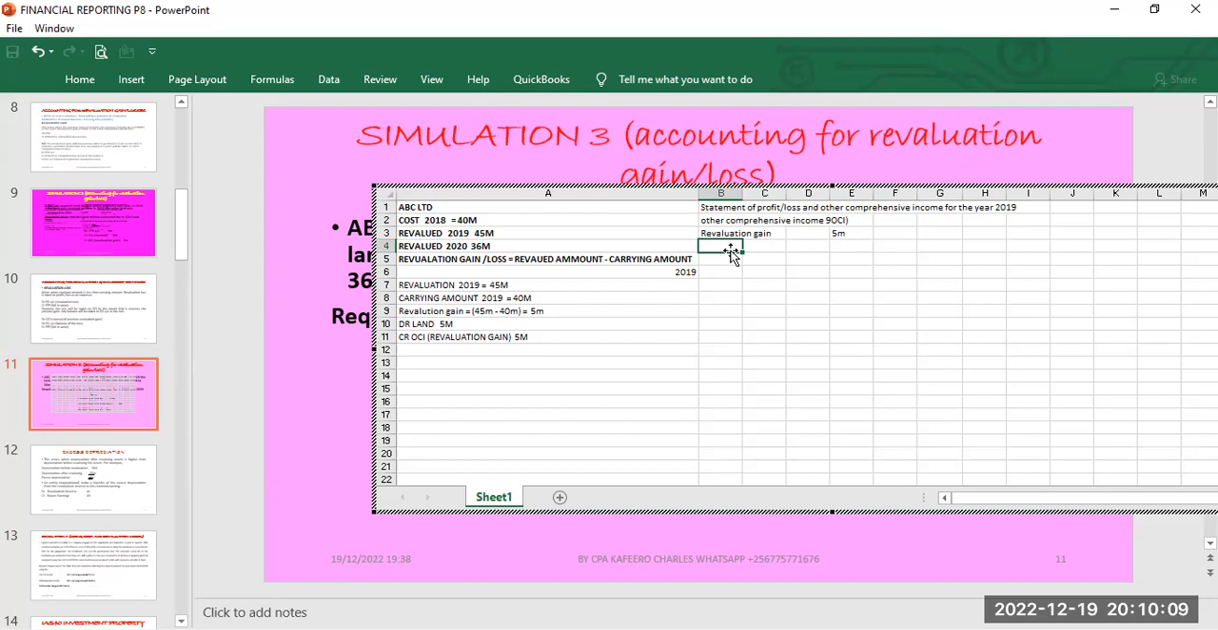Then we try to look at the statement of financial position. This is the balance sheet. Financial position as at the end, as at 2019.